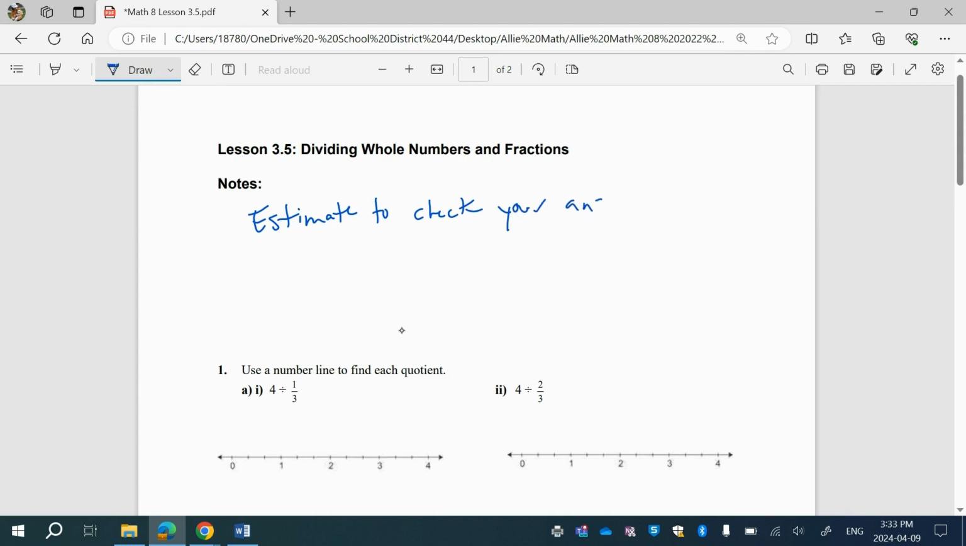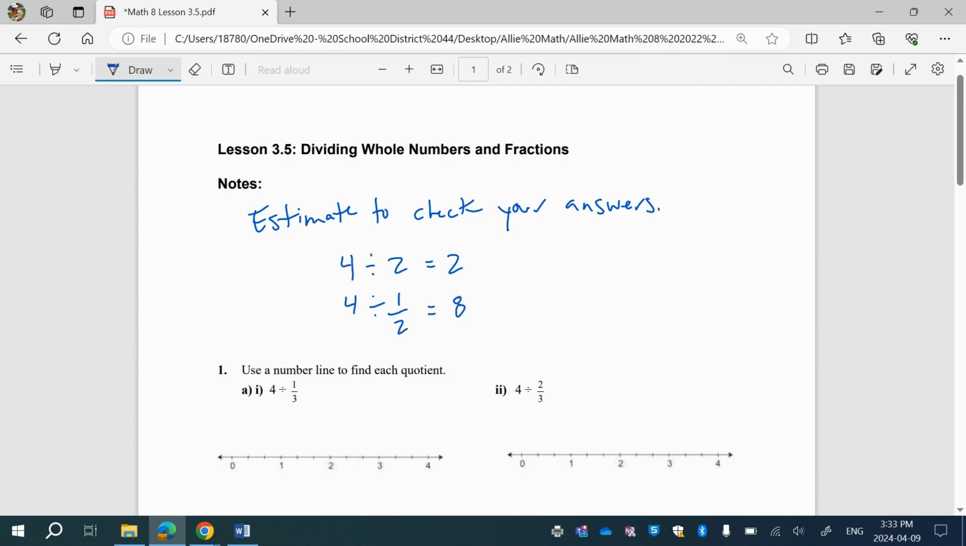That's a piece of advice I'm going to give you for this section, because there's a slightly counterintuitive thing going on when we divide by fractions. 4 divided by 2 equals 2. We're dividing it, it's getting smaller. That makes sense. But when we divide by a fraction, by something less than 1, our number is actually going to get bigger.